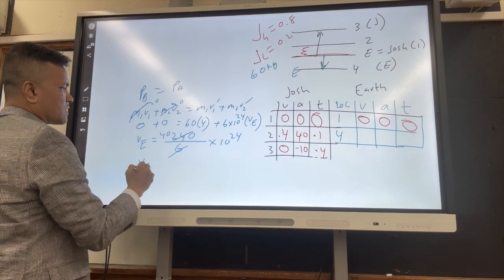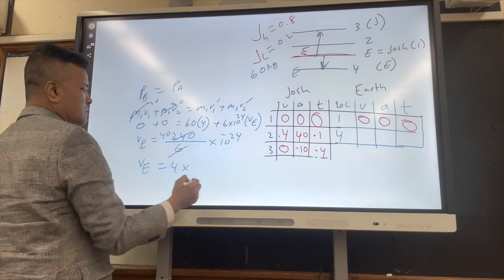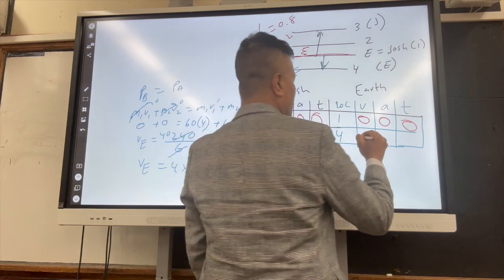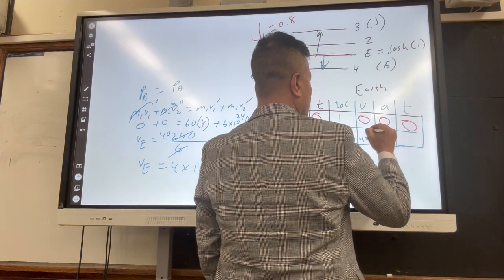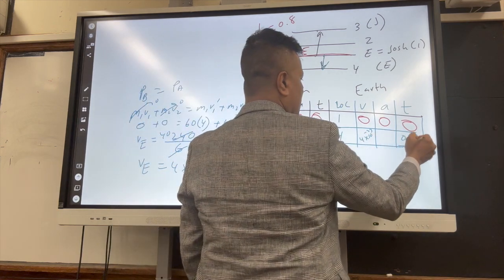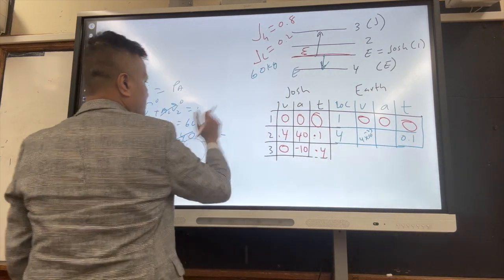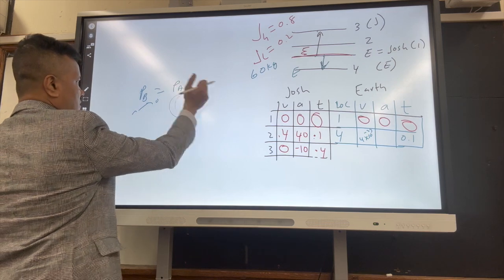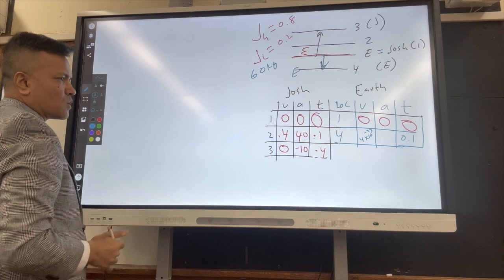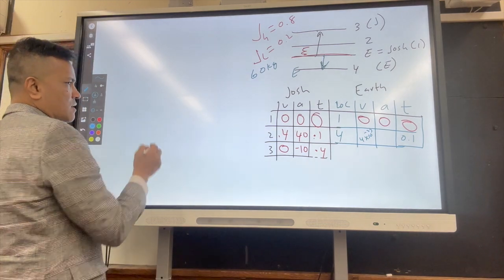So the velocity of the Earth is 4 times 10 raised to negative 23. The acceleration of the Earth is also the same. The Earth accelerates as long as Josh accelerates, because when Josh is in the air, Earth doesn't accelerate anymore. Okay, acceleration of the Earth.